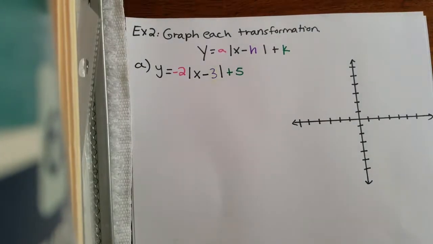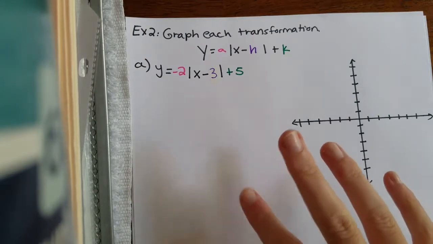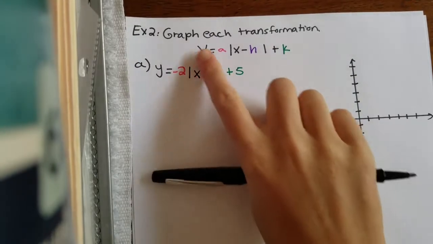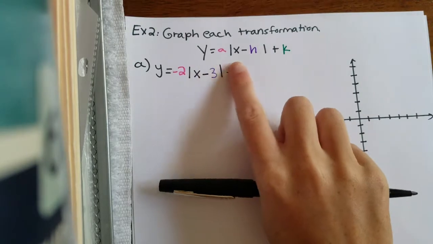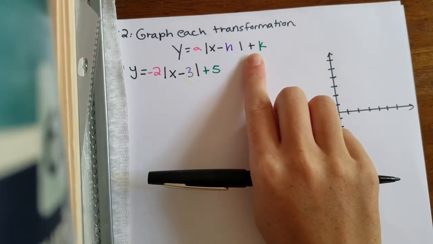We are now starting example 2, which is involving graphing the absolute value function and all of its transformations. This is one of my favorite things to do. I'm super excited to get working on this example. So, when we graph the transformations, we're always going to go back to our standard form for transformations.